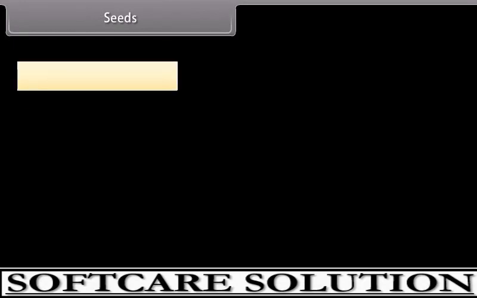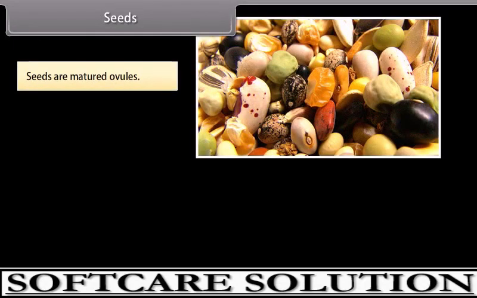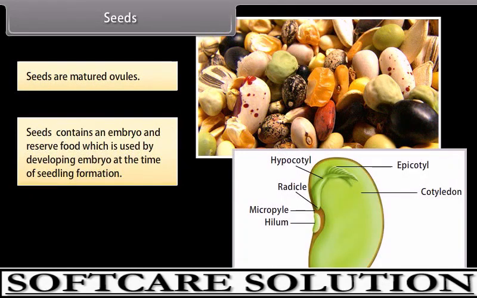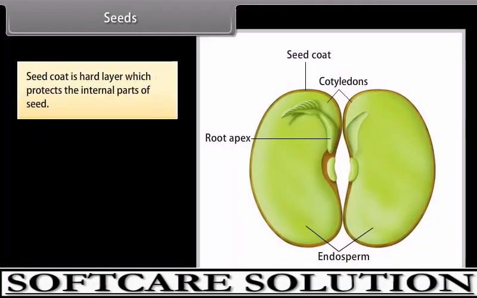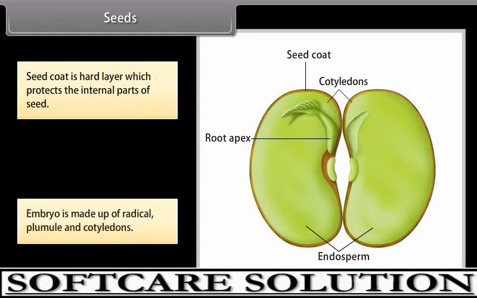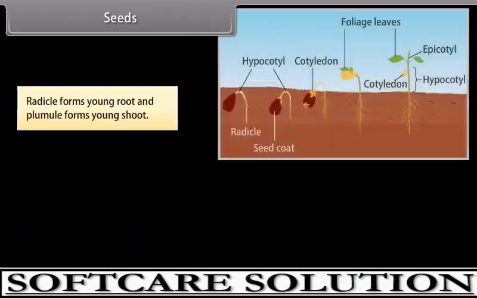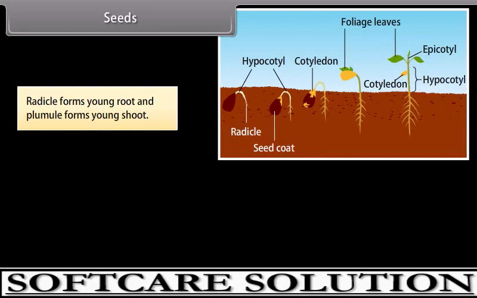Seeds. Seeds are matured ovules. Seeds contain an embryo and reserve food which is used by developing embryo at the time of seedling formation. A mature seed is made up of two important parts: seed coat and embryo. Seed coat is a hard layer which protects the internal parts of seed. Embryo is made up of radicle, plumule and cotyledons. Radicle forms young root and plumule forms young shoot.